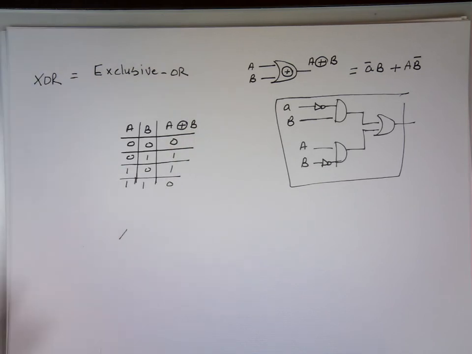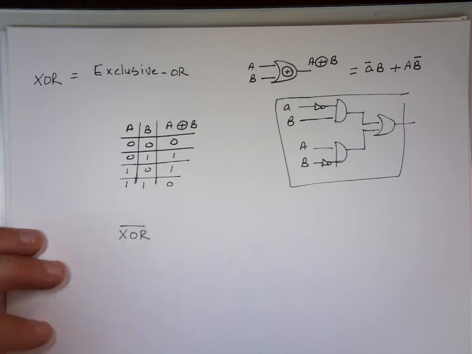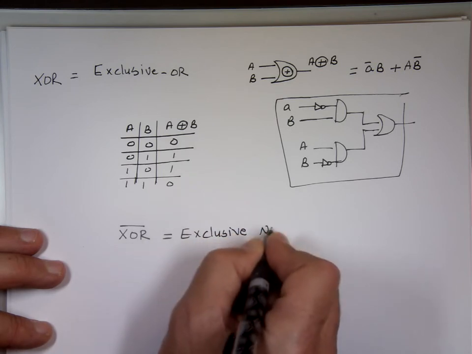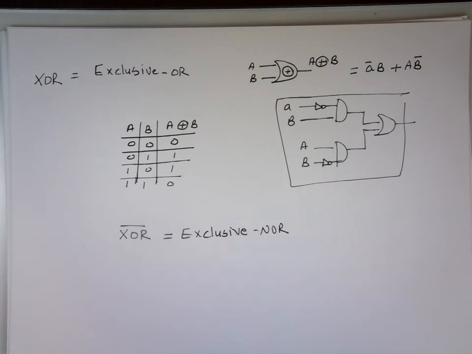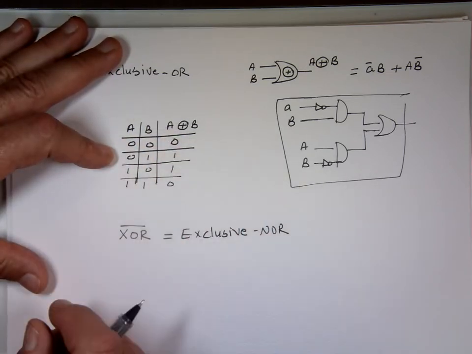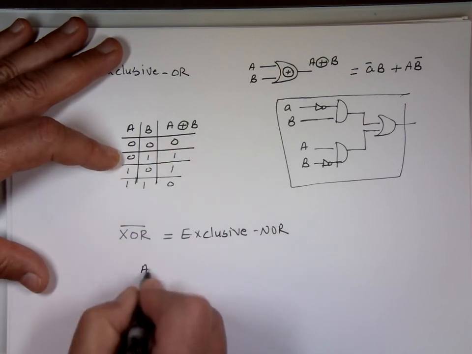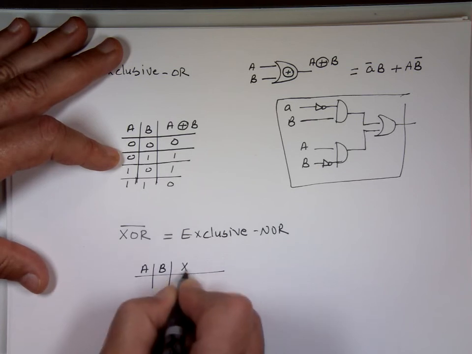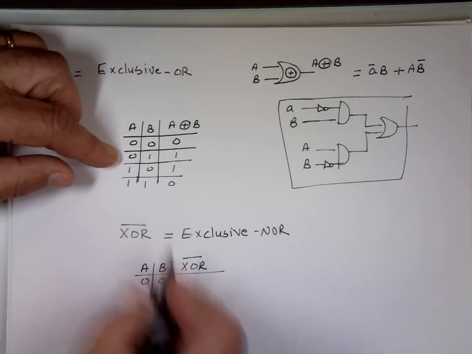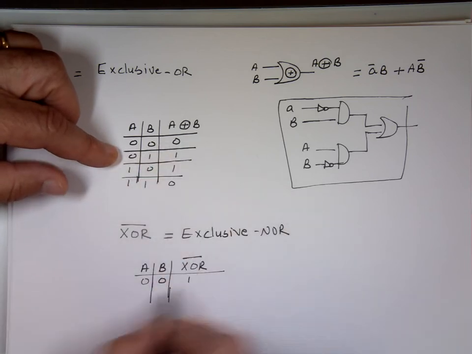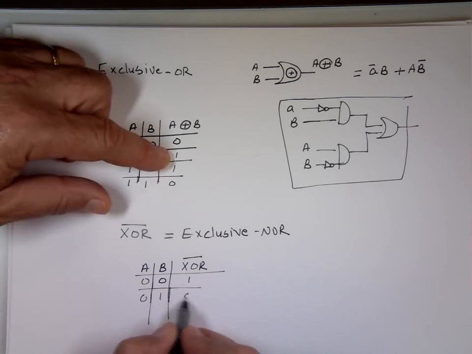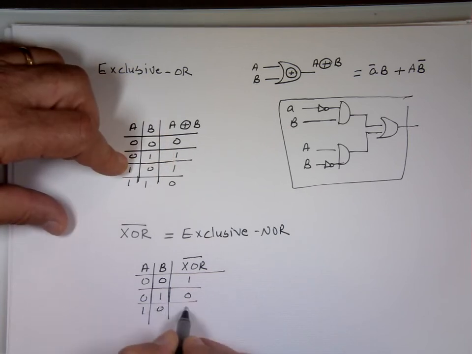The XNOR is the XOR with the complement. That is basically the result opposite to this one. You complement this one. So you have A, B, and XOR, exclusive OR complement. Remember, the exclusive OR, when it's 0, 0, what do you have? 0. You complement that, that would be a 1. When one of them is 1, what do you have? A 1, but you complement that, so that's a 0. 1 and 0 is 0. And 1 and 1 is 1.